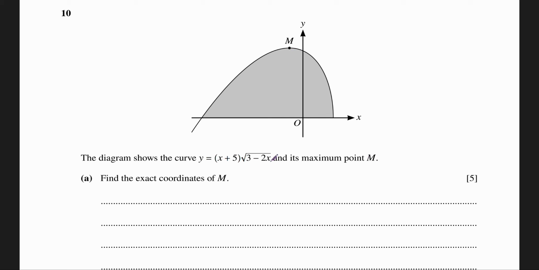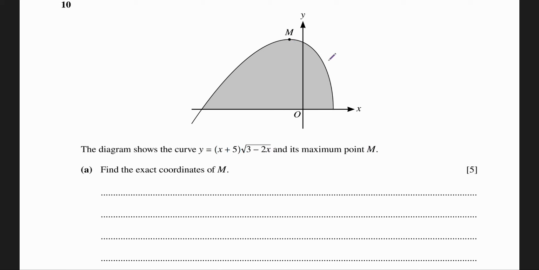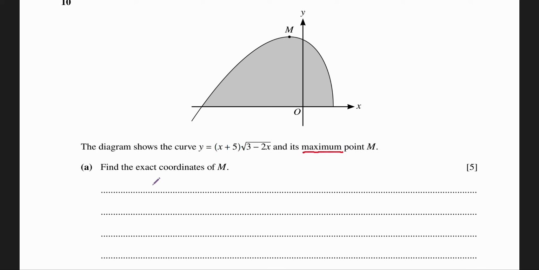Find the exact coordinates of M. Okay, so this is differentiation because that's a turning point. It says maximum point, so that means it's a turning point. Well, we don't even have to do integration. The first part is differentiation. So we find dy by dx.